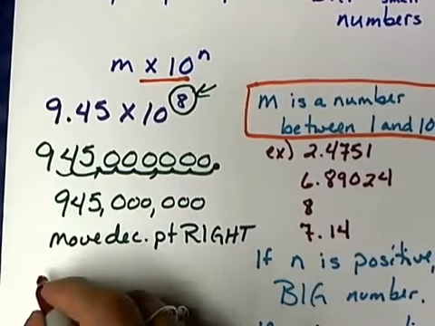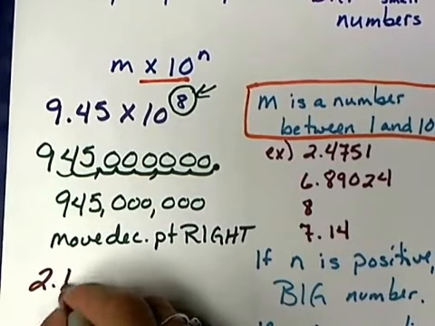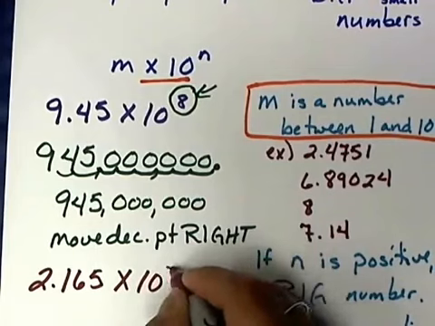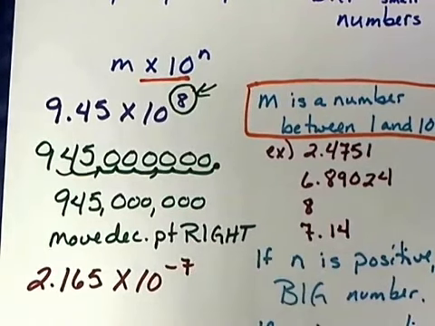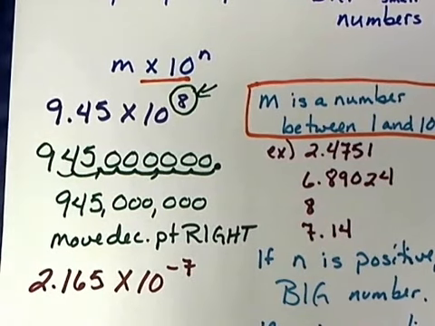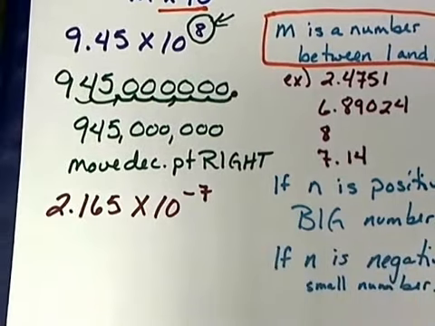So if I had 2.165 times 10 to the negative 7th, that means that this is an itty-bitty number because I'm dividing by 10. How many 10s am I dividing by? 7 different 10s, not the number 70. I'm dividing it by 10 times 10 times 10 times 10 times 10 times 10 times 10. So that makes it an itty-bitty number.